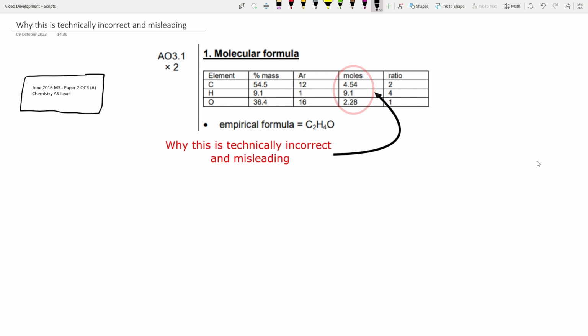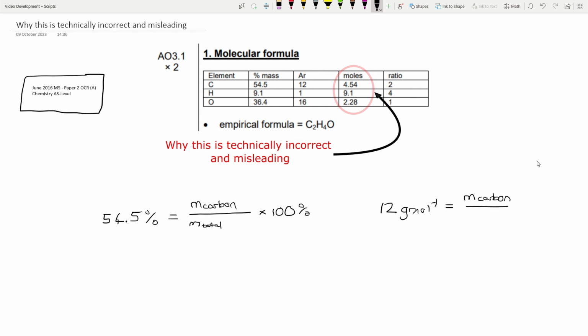So if we start with the percentage mass of carbon, the percentage mass of carbon is 54.5, and this is equal to the mass of carbon divided by the total mass in the compound times 100%. Now, if we then take the atomic weight of carbon, it's 12 grams per mole, which is equal to the mass of carbon divided by the moles of carbon.